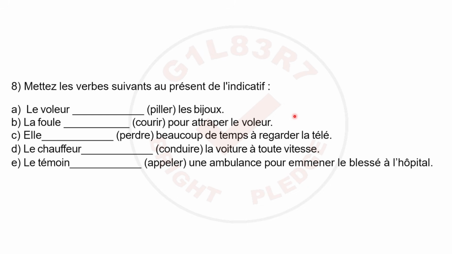The first one says le vol, meaning the thief loots the jewel. This follows the normal er ending, so you cut the er. The next one, the crowd runs to catch the thief. Here, this is an irregular verb, courir, so you would have to memorize. So court, C-O-U-R-T. The next one follows the regular re endings.